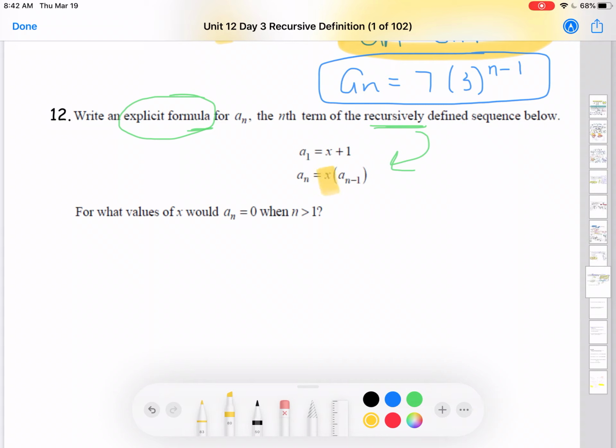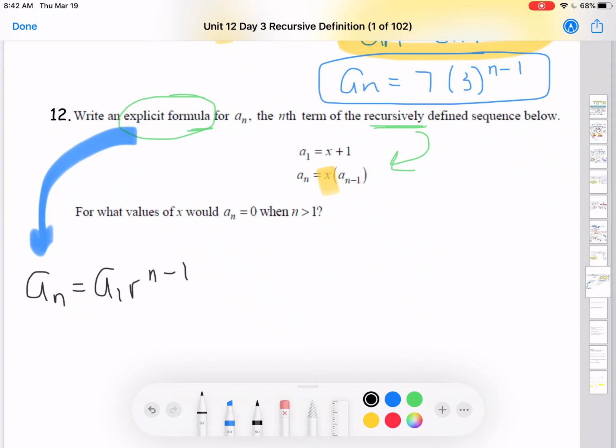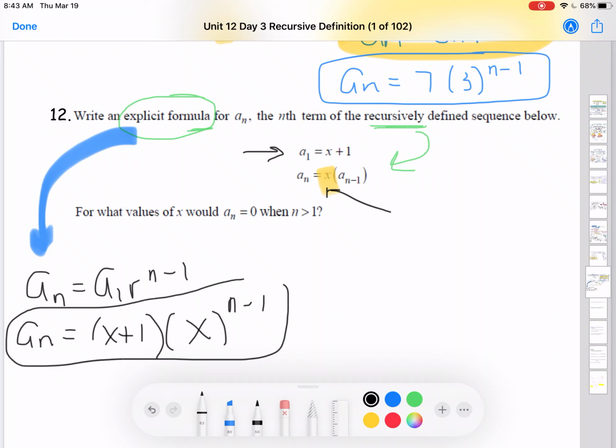We're multiplying by x. So the explicit formula for geometric is this guy, and we're just going to sub in. So a sub n equals the first term. See the first term? You have to put that in parentheses because it's a binomial. So it's (x + 1). The common ratio, there it is, multiplying by x, raised to the n minus 1. So a little weird, a little different, just using more variables. But a great question for you to know.